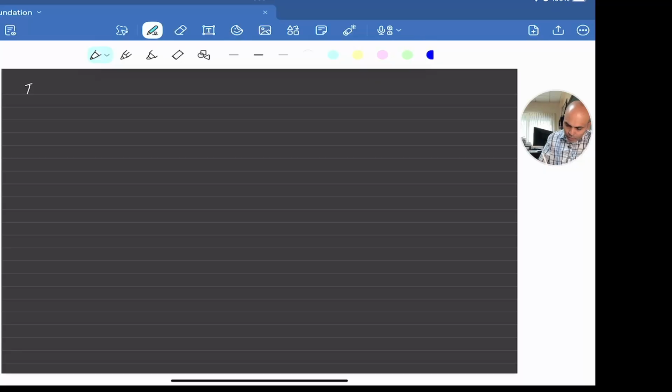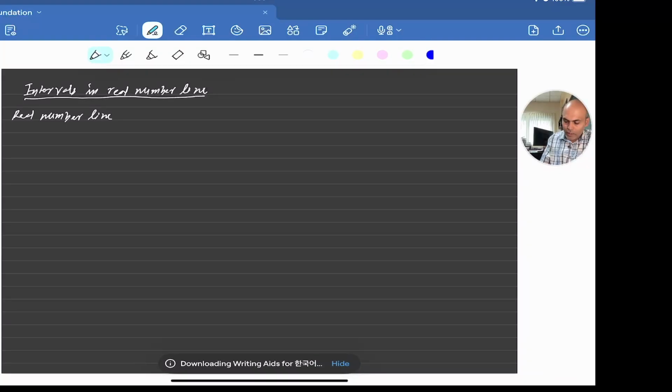Intervals in the real number line. The real number line can be written as a set, where we use the set notation: X belongs to the real number system.